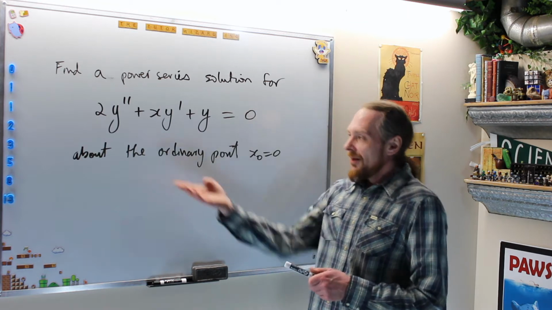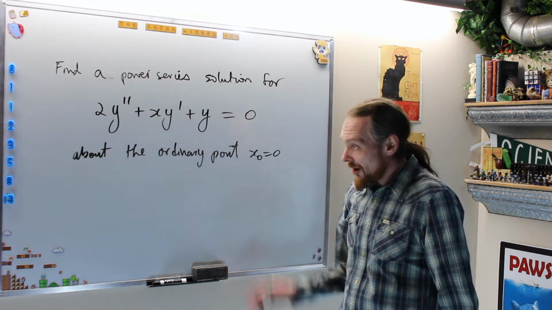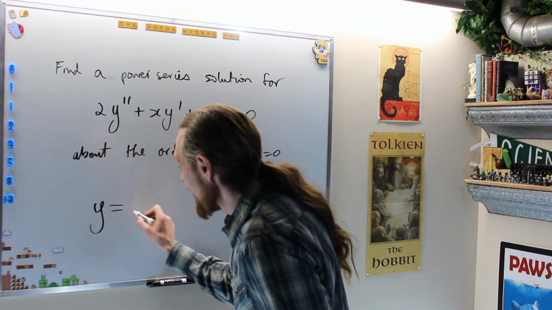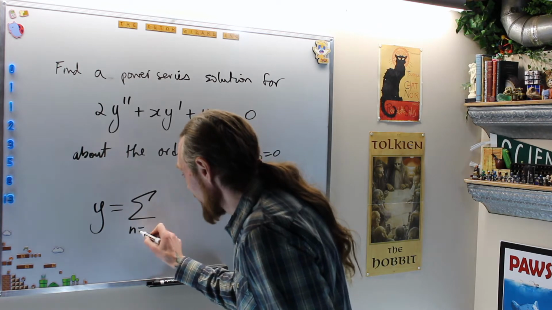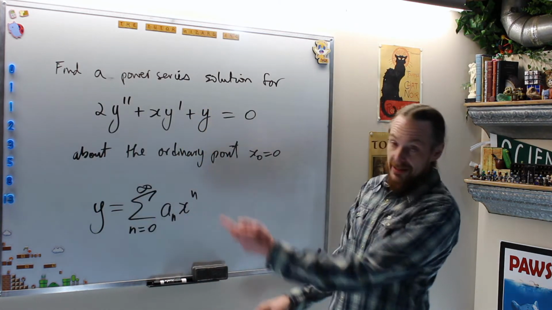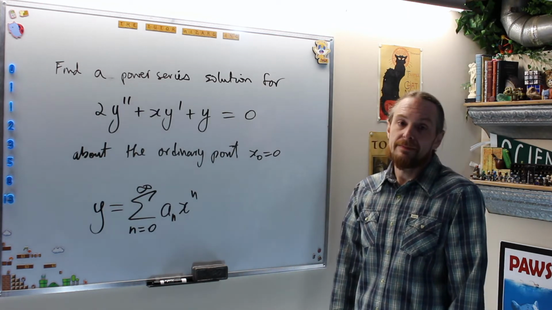So, if you've tried this before, what we're going to do is guess that our power series y is the sum from n equals 0 to infinity of a_n x^n, that is (x minus 0)^n. So I'm using the Maclaurin series. So we guess our solution is this.